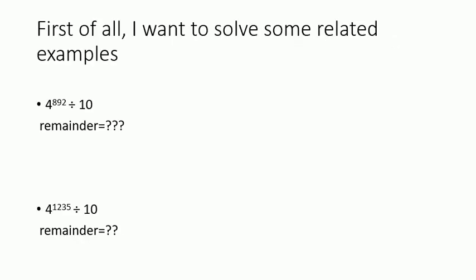First of all, I want to solve some related examples. Okay? 4 power 892 when divided by 10, what should be the remainder? And 4 power 1235 when divided by 10, what should be the remainder? When 4 power 892 is divided by 10, the remainder will be 6. Here the remainder will be 6 and here the remainder will be 4.